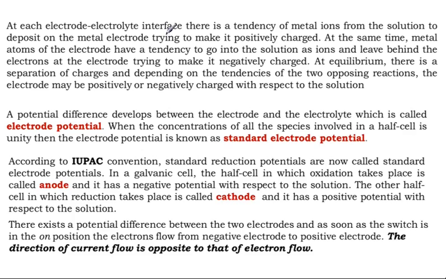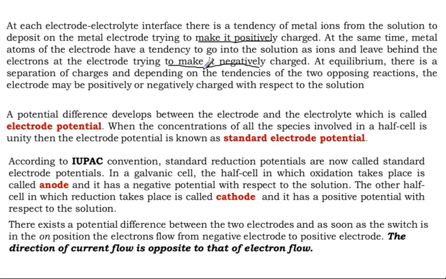At each electrode-electrolyte interface, there is a tendency of metal ions from the solution to deposit on the metal electrode, trying to make it positively charged, on the cathode. At the same time, metal atoms of the electrode have the tendency to go into the solution as ions and leave behind electrons at the electrode, trying to make it negatively charged. This occurs on the anode. On the cathode the electrode becomes positively charged, and on the anode the electrode becomes negatively charged due to accumulation of electrons and due to oxidation. Some part of the metal of the anode dissolves into the electrolyte after oxidation.